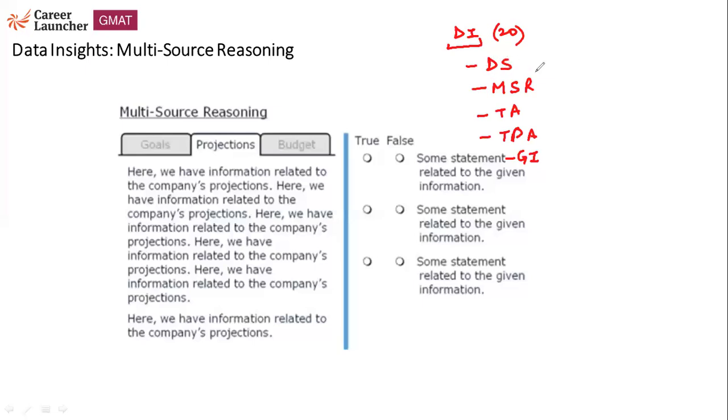Now here, data sufficiency, out of 20, you can expect 6 to 8 questions. Multi-source reasoning, on average 3 questions. Similarly, table analysis, 4 questions, two-part analysis, 3, and graphic interpretation, 4 questions. So on average, that's the distribution. We cannot be very sure. Why? Because it is going to be adaptive. And the next question depends on the accuracy of the current question. If it's correct, difficult. Otherwise, we'll be getting the easier ones again and again.